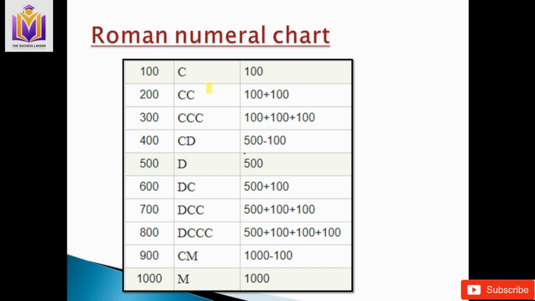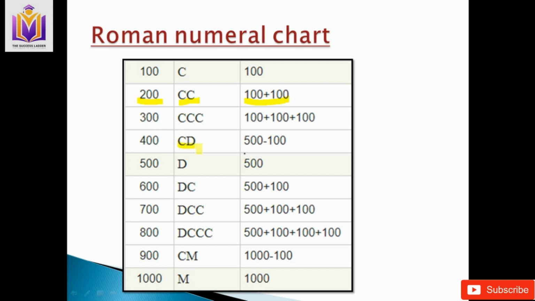Now this is a chart. This will help to understand this a little better. Like 100, we have C for 100. Now we have CC. CC means 100 plus 100. It shows 200. Again, CCC denotes 300.